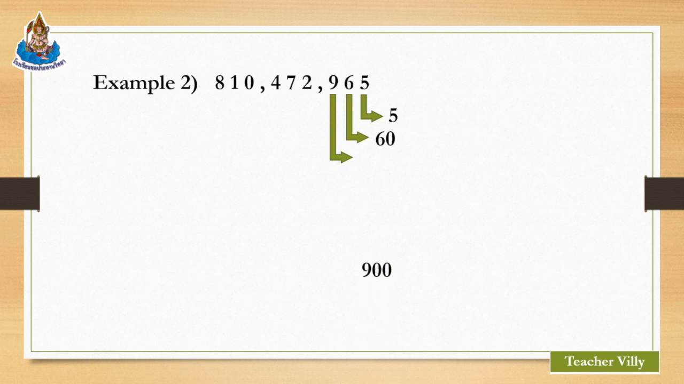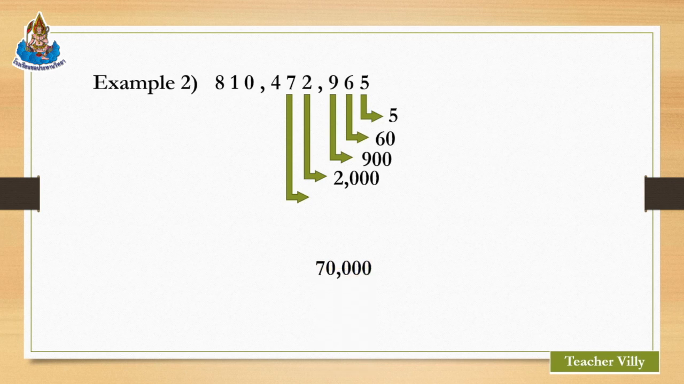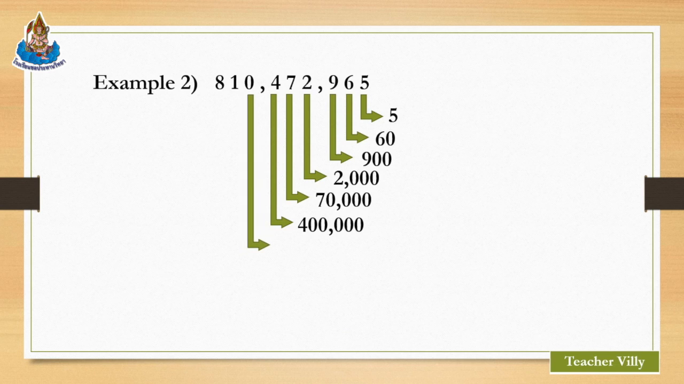And what is the value of the digit 9? Yes, it's 900. What about the value of the digit 2? Correct. It's 2,000. What about the digit 7? What is its value? Correct. It's 70,000. What about the digit 4? Right. It's 400,000. What about the digit 0?